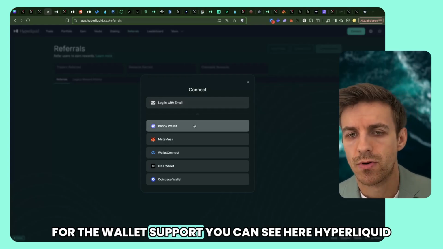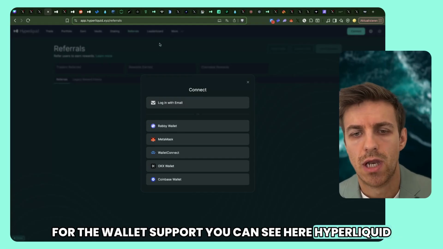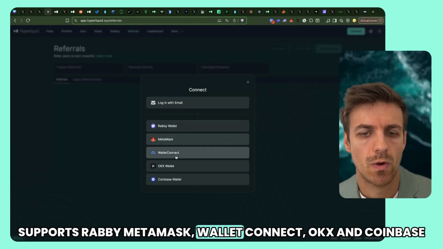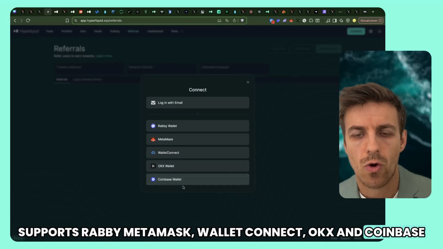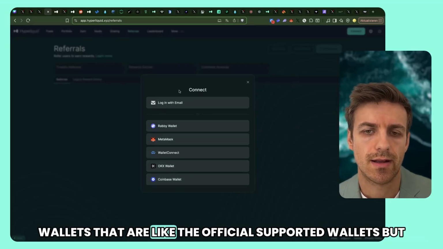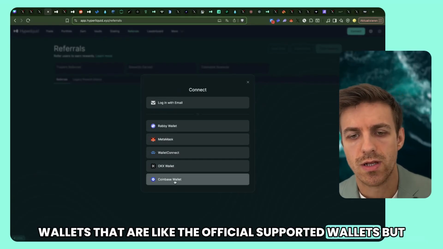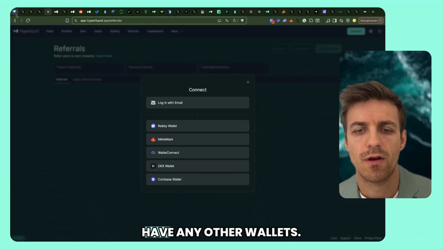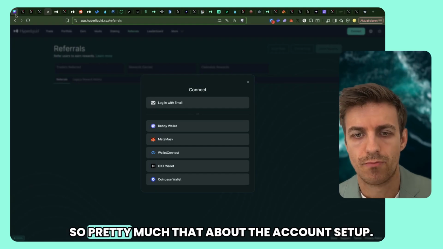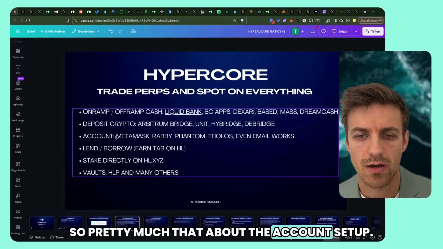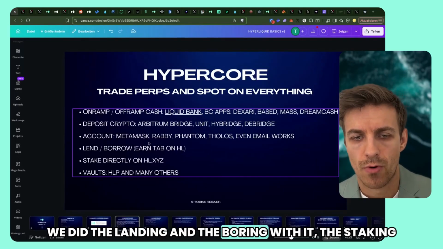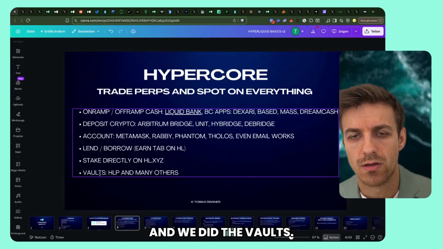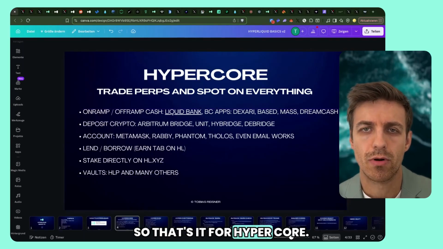For wallet support, you can see here Hyperliquid supports Rabby, MetaMask, WalletConnect, OKX, and Coinbase Wallet. Those are the officially supported wallets, but there are also other ways to access Hyperliquid if you have any other wallets. So that's pretty much the account setup. We did the lending and the borrowing, we did the staking, and we did the votes. So that's it for HyperCore.